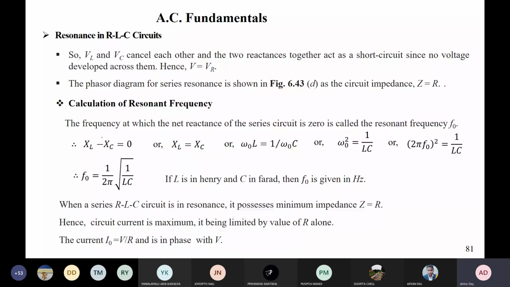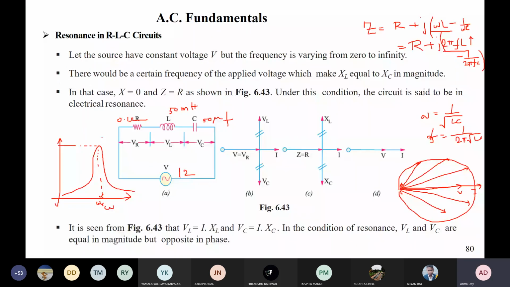Yes, sir, in the V part, V is equal to IZ. Sir, Z is changing because the frequency is changing, so voltage should change. Now, why then is the current changing?